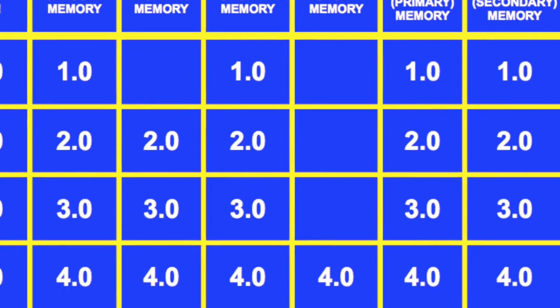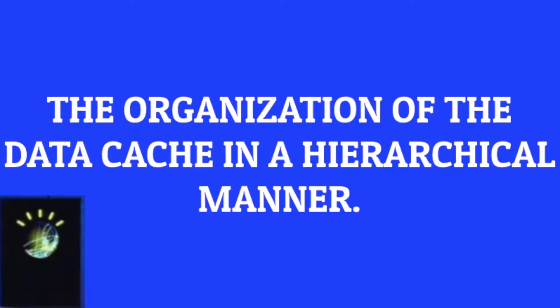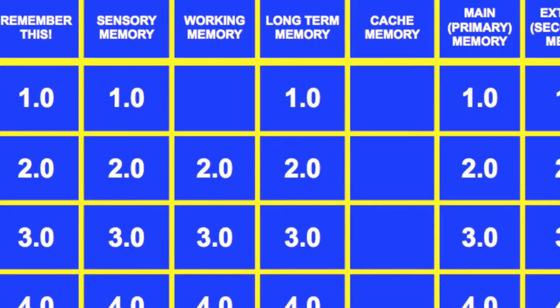Let's finish off cache for that 4.0 GPA. The organization of the data cache in the hierarchical manner. What are the levels of the cache? What's the next question? Working memory 2.